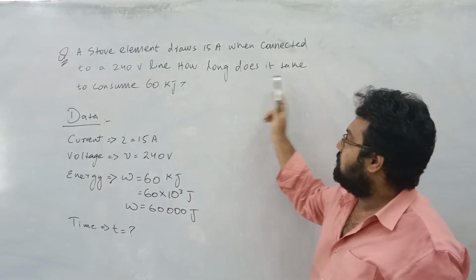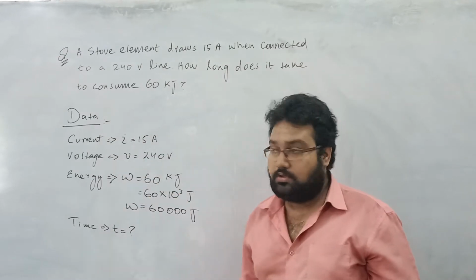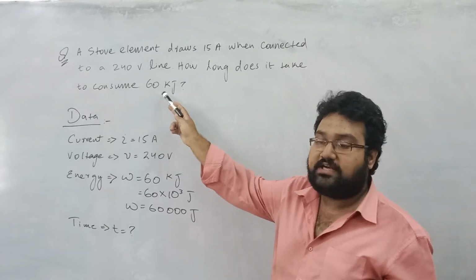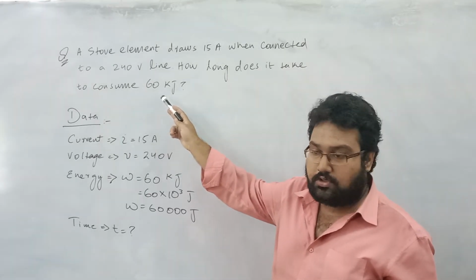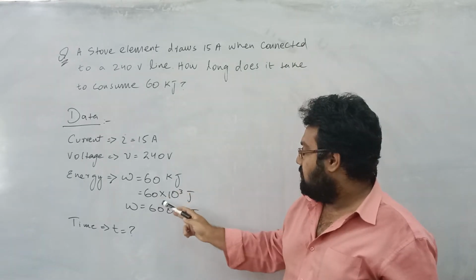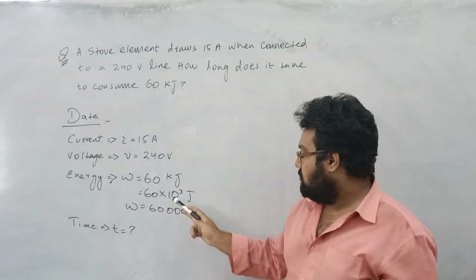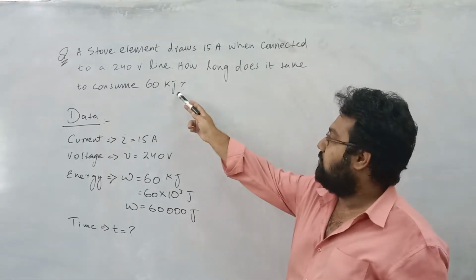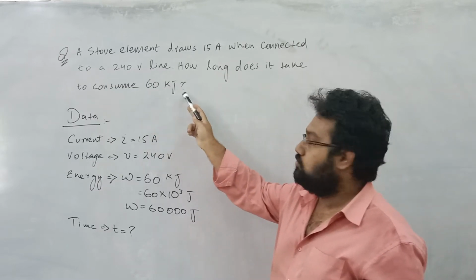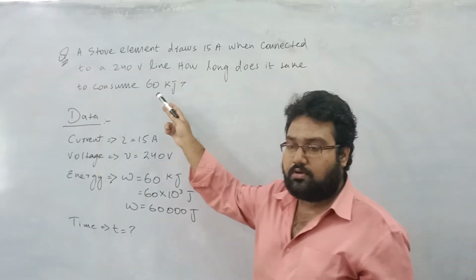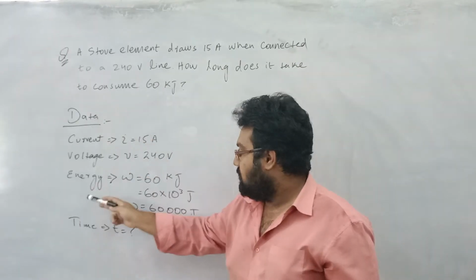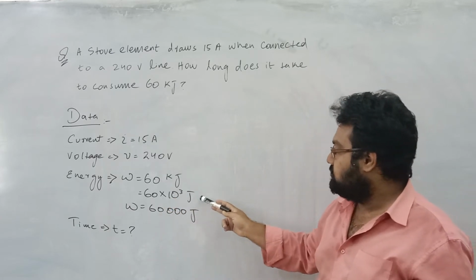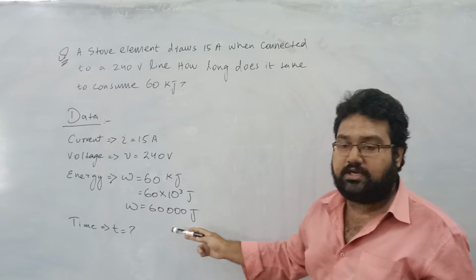How long does it take to consume 60 kilojoules? Joules is the standard unit of energy and kilo is its prefix. Kilo means you have to multiply with the power of 10, 10 raised to the power 3. 10 raised to the power 3 means kilo. The standard unit of energy is joules. So 60 kilojoules means the information of energy is also given in the question. Energy is 60 kilojoules, 60 multiplied by 10 raised to the power 3 joules. So the value of energy is 60,000 joules.